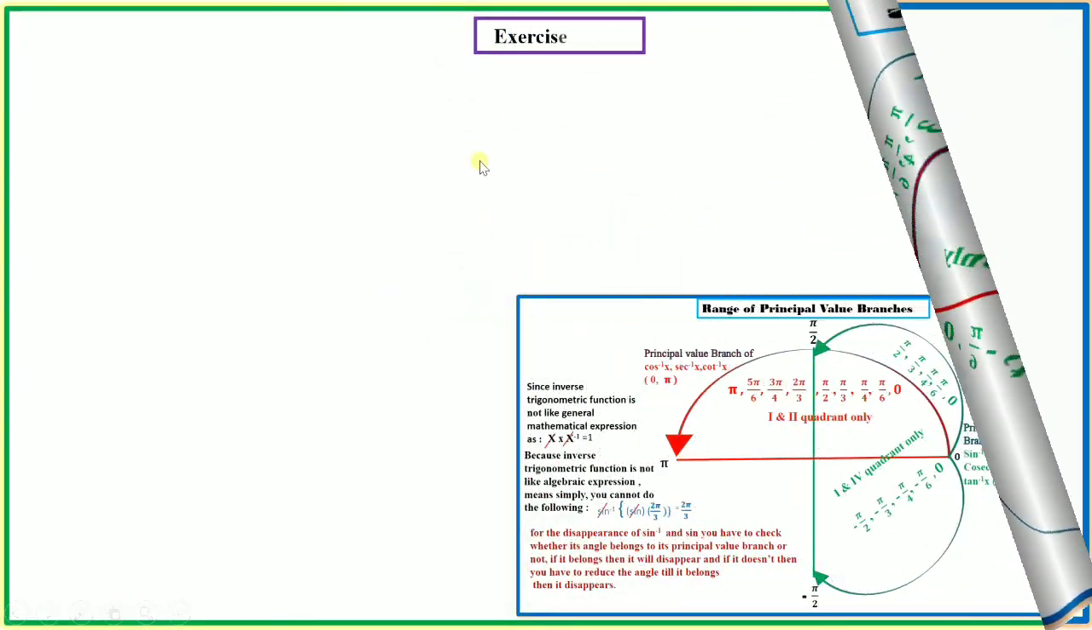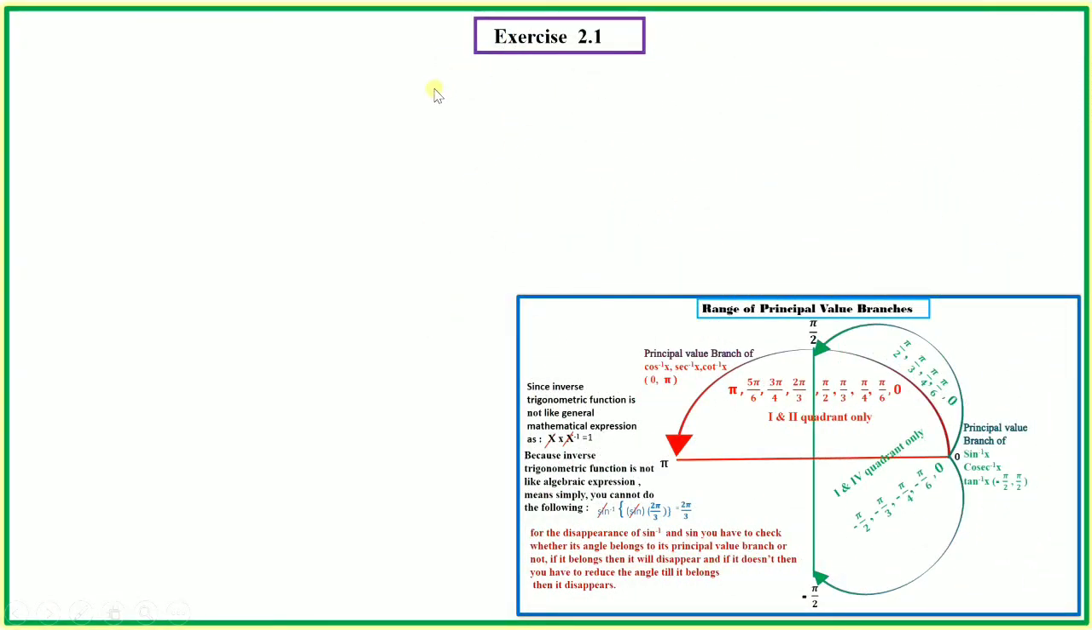Now we start exercise 2.1. Here you will have a clear-cut idea about the previous concept, which way we should use it. So let us go. The question is, find the principal value of the following. Principal value means in the quadrant system, whichever angle falls in the first round, that you need to take. The first question here is sine inverse minus 1 by 2. You have to find the principal value of this.